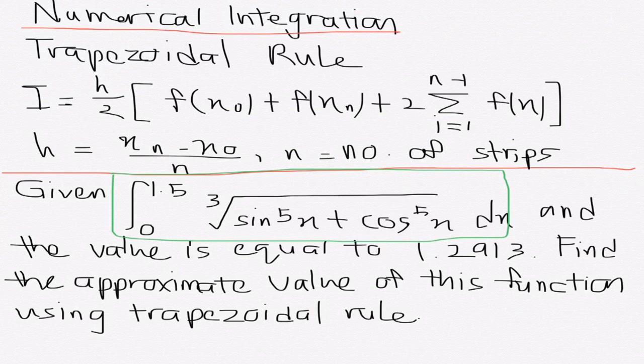So it is given that this function is approximately 1.2913. Find the approximate value of this function using the trapezoidal rule. In this question, I'm going to list down three cases: one is the trapezoidal rule, and the other two are the composite trapezoidal rule. So first of all, case 1.